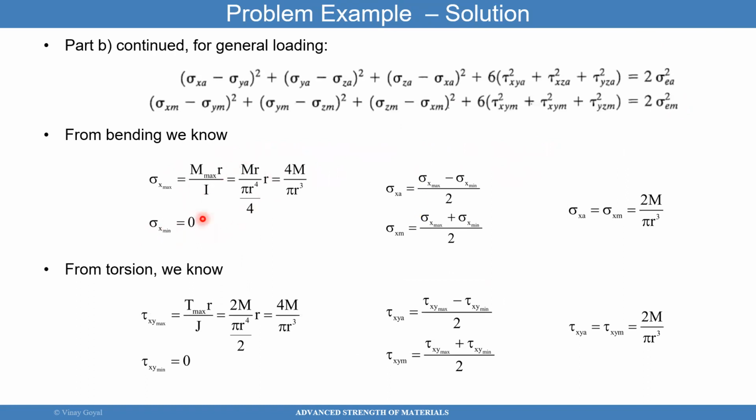Okay, so I have these two, and then I will calculate the alternating stress. The alternating stress is 4M over pi r cubed minus this minimum value, divided by 2. And then I have sigma xm, which is equal to sigma maximum plus sigma minimum divided by 2. That's a straightforward calculation. When you do these two calculations, you find that the alternating stress and the mean stress are both equal to 2M divided by pi r cubed. So very simple here. In this case, the alternating stress and mean stress match, but that's not always the case.